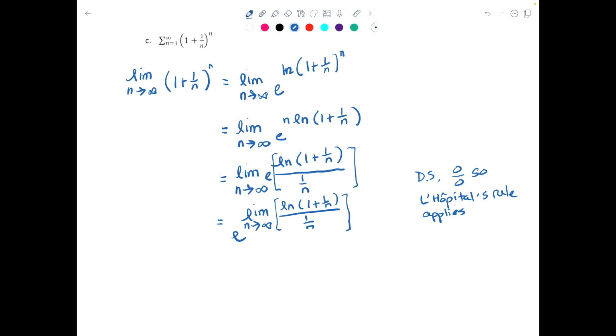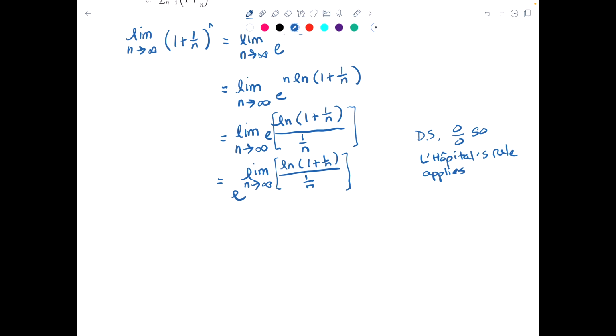And L'Hopital's rule basically says, hey, if you get 0 over 0 or plus or minus infinity over plus or minus infinity, the limit of the derivative of your expression is the same as the limit of that expression. So we'll differentiate. We'll get e raised to the limit as n approaches infinity of, so the natural log derivative is going to give us what?